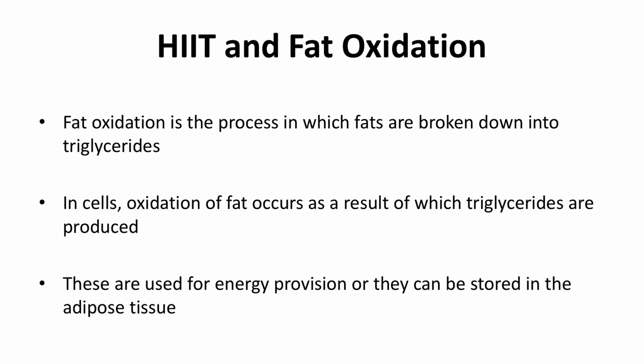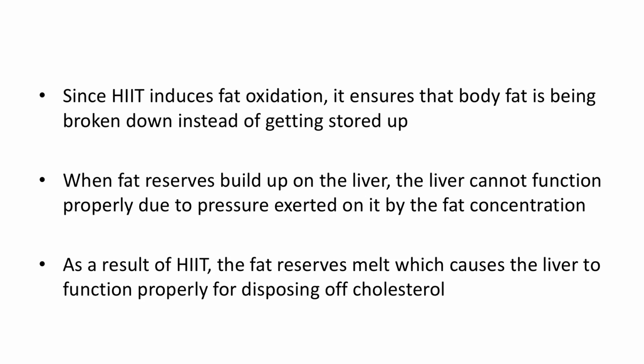HIIT and fat oxidation. Fat oxidation is the process in which fats are broken down into triglycerides. In cells, oxidation of fat occurs as a result of which triglycerides are produced. These are used for energy provision, or they can be stored in the adipose tissue. Since HIIT induces fat oxidation, it ensures that body fat is being broken down instead of getting stored up.